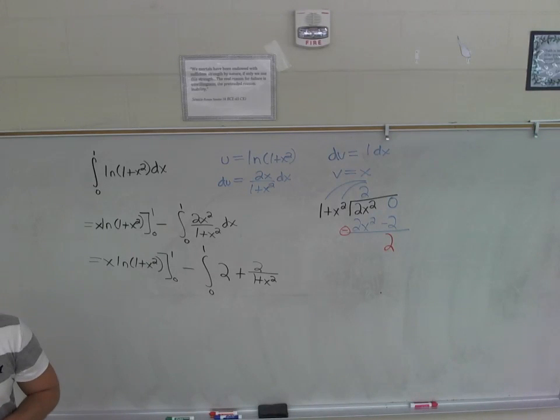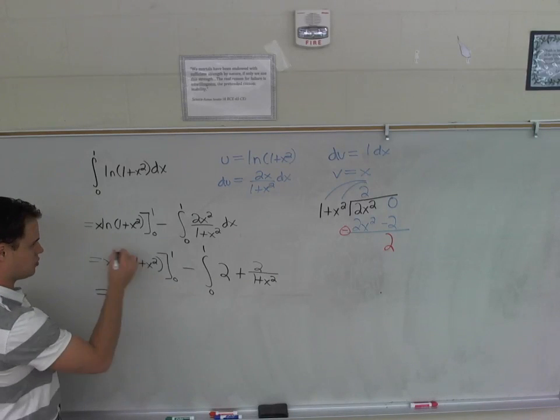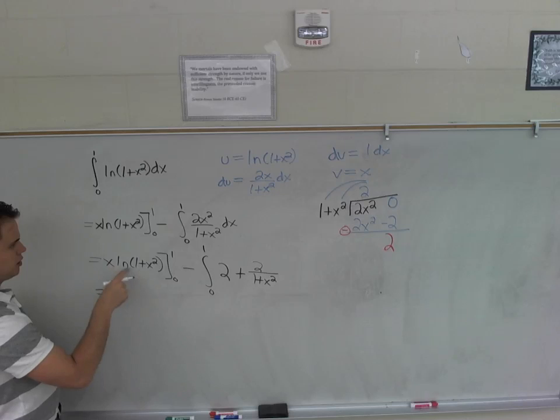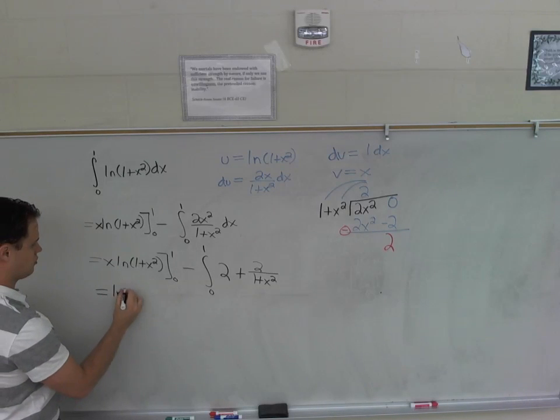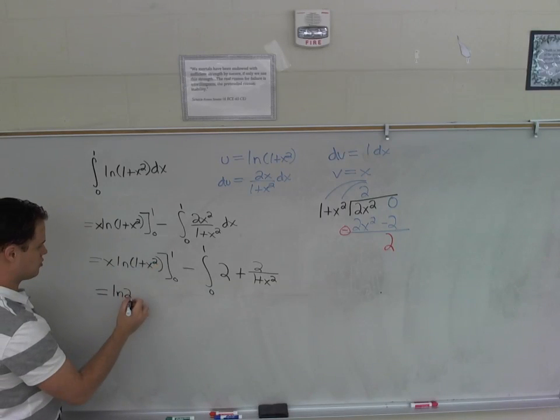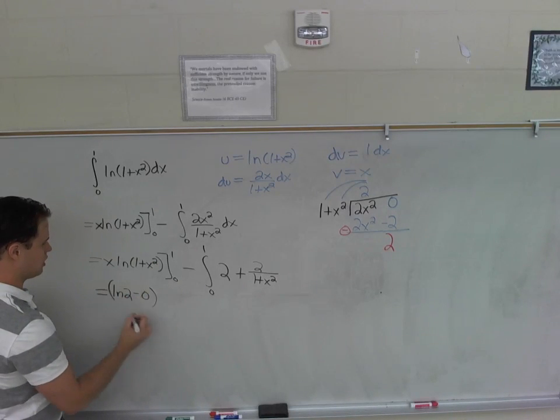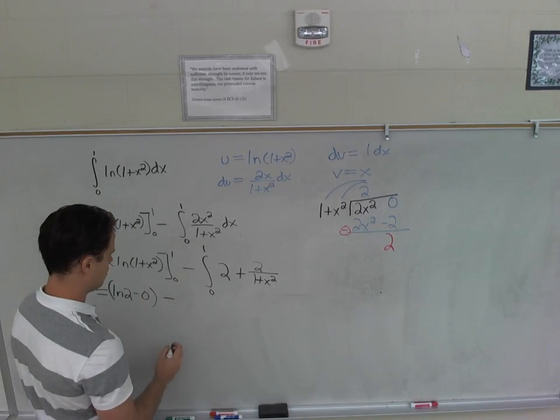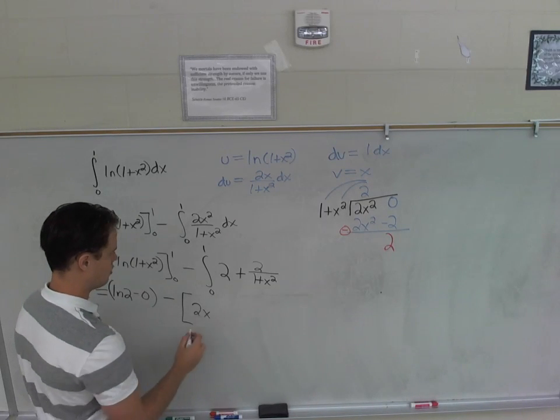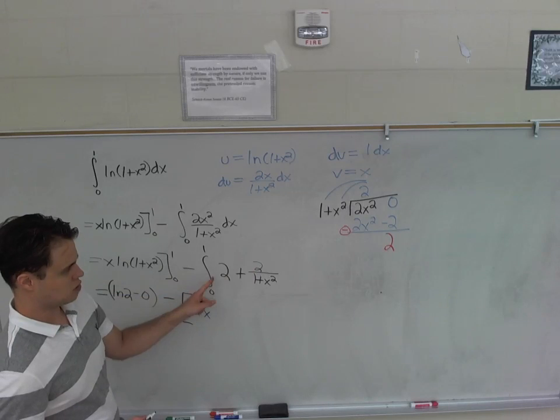Why did that help us? Look how simple our integral is now. It's a lot easier. So I'm going to do this one, and then we'll do that integral. So if I put 1 in, I get 1 natural log of 2. Yeah? If I put 0 in, I get 0. It just goes away. So minus 0, there's that. And then this guy integrates to 2x. What's this integrate to when you distribute the integral?